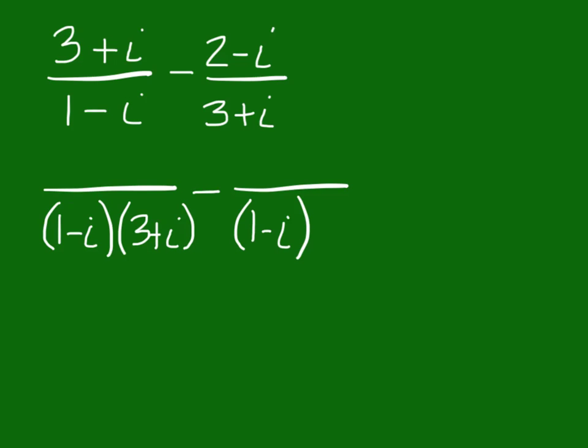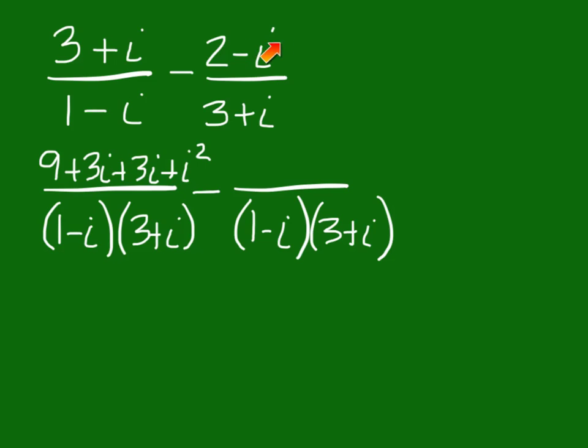Another 1 minus i, 3 plus i. Now we're going to have to multiply this by this to get the right top up here. So that would be 9 plus 3i plus 3i plus i squared. And then we're going to have to multiply this one by this to satisfy the top. And that would be 2 minus i and then minus 2i plus i squared.